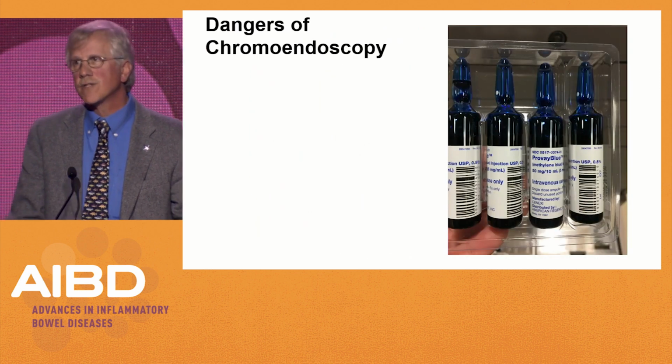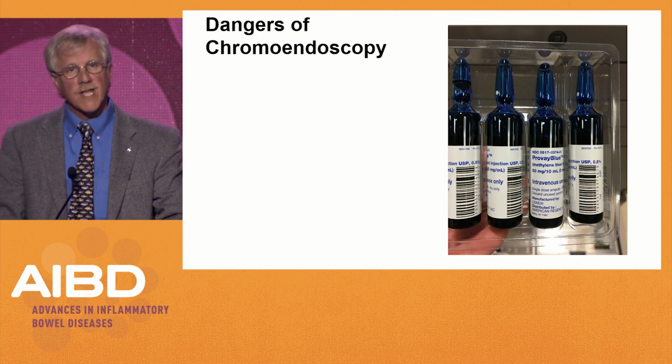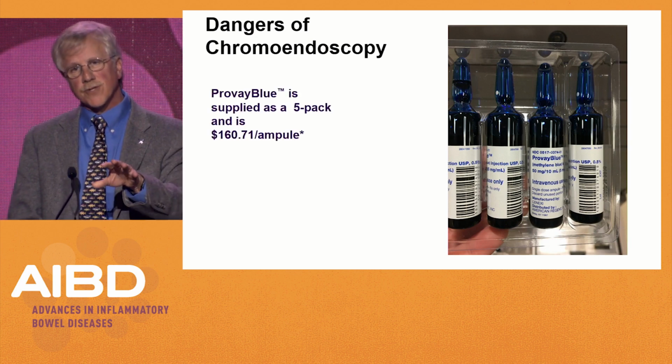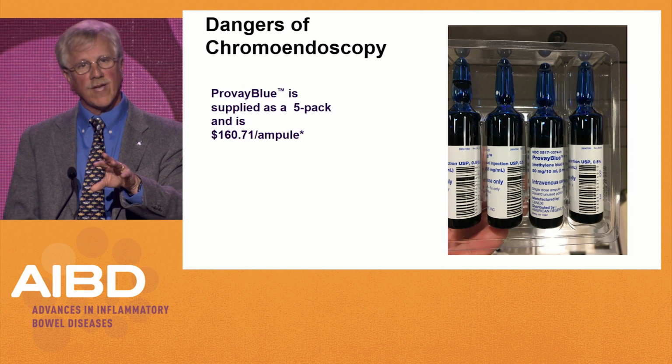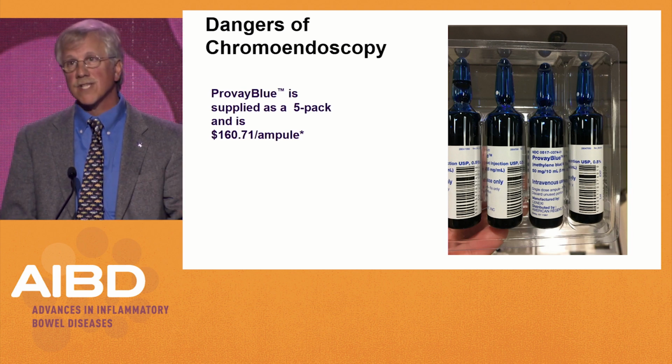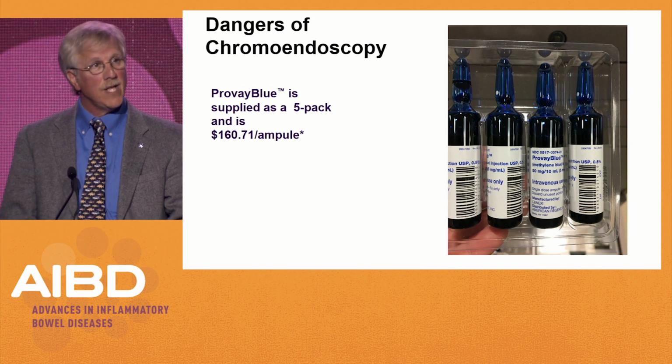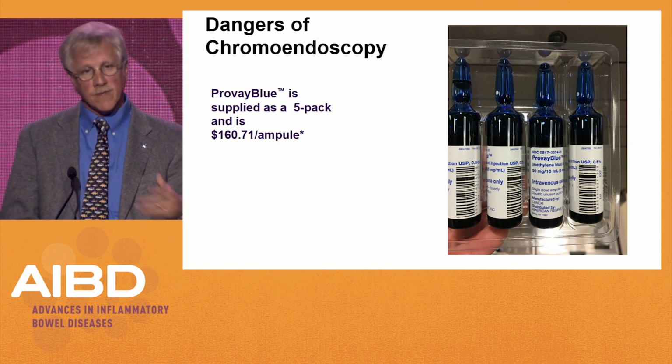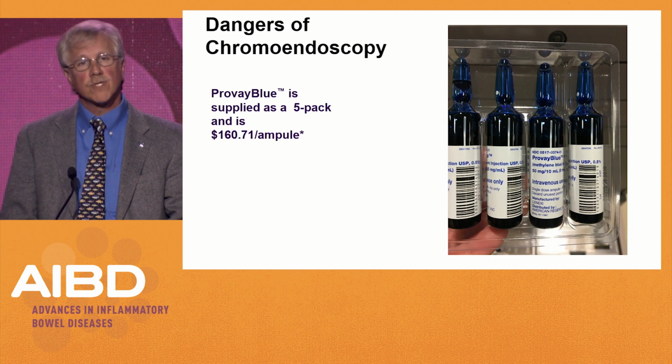So basically, there are some dangers in chromoendoscopy. The first danger is the cost. So this is the solution that we use, this thing called Provue Blue. We can buy it as a 5-pack, but ultimately it ends up being $160 per ampule. So you're adding close to $320, this is how we buy it, in terms of your cost.